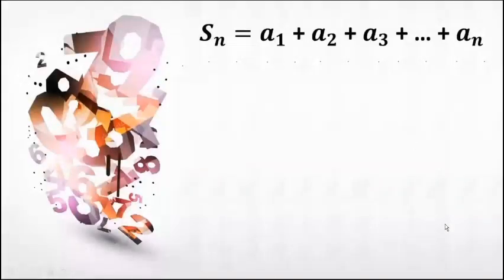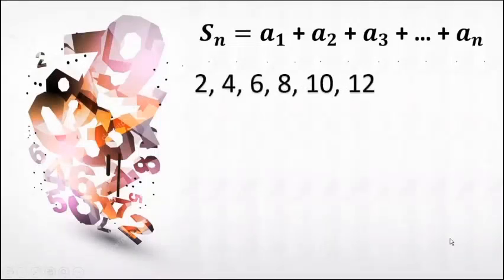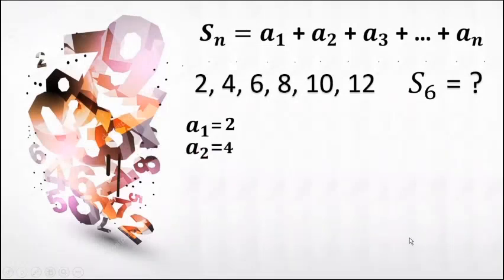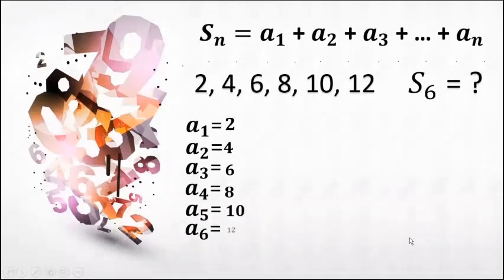Another example, let's try to have a finite sequence that has terms of 2, 4, 6, 8, 10, and 12. So we are to find the series of these 6 terms. Before that, let's identify first what are the values of the terms. So a sub 1 is equal to 2, a sub 2 is equal to 4, a sub 3 is 6, a sub 4 is 8, a sub 5 is 10, and then a sub 6 is 12.